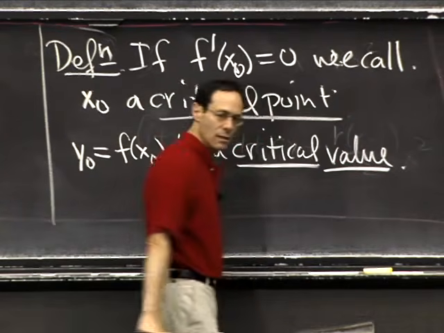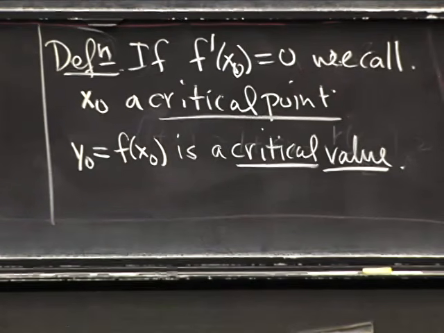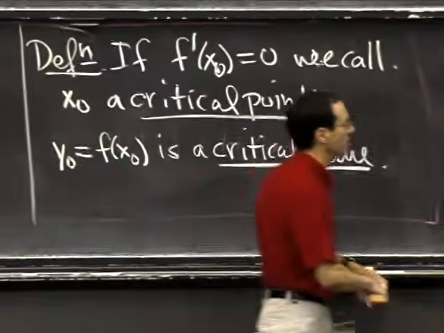All right. So these are the key numbers that we're going to have to work out in order to understand what the function looks like.